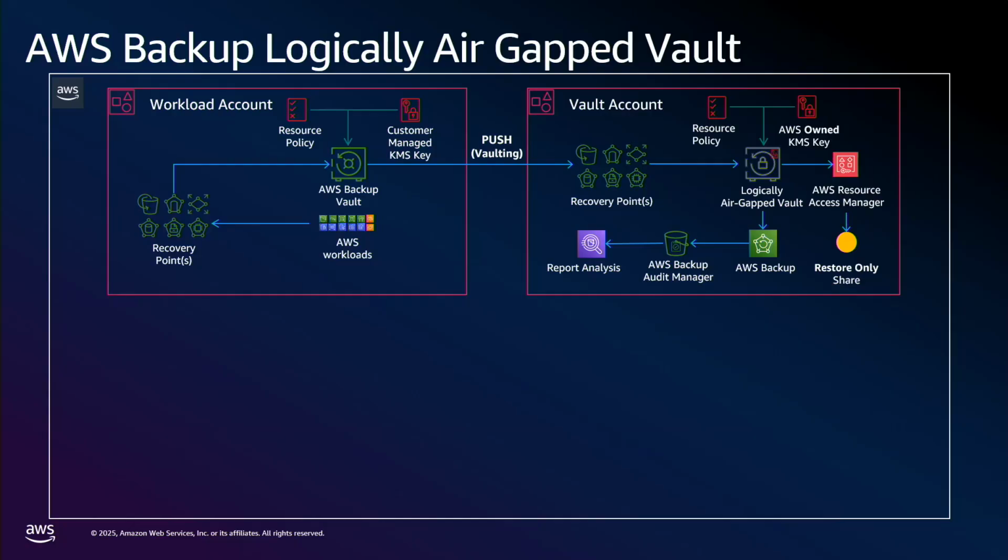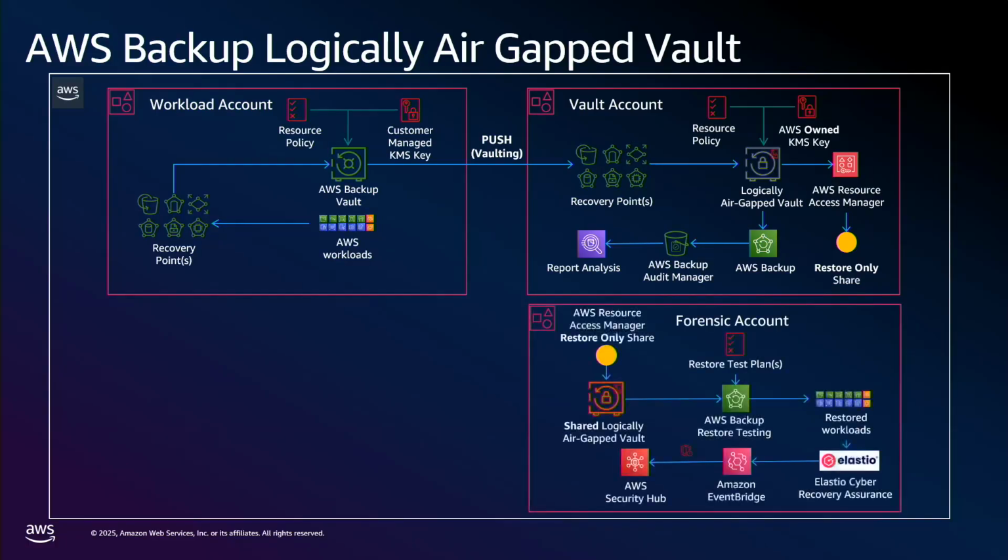Now this is a really powerful thing that we can do with an AWS Backup Logically Air-Gapped Vault, which is we can share a restore-only copy of that backup. Now, for those of you that have been to summits, there's clearly a bit of space under that slide for something to happen. So if we follow that orange dot at the bottom of the Resource Access Manager, you should see we've now shared a copy of our backup to a forensic account.